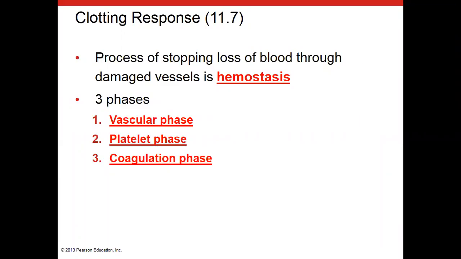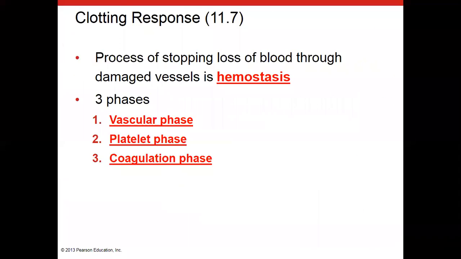The process of stopping blood loss through a damaged blood vessel is called hemostasis. If a blood vessel is damaged and cut, that blood vessel can be repaired and blood loss can be inhibited or stopped by way of hemostasis. There are three phases: the vascular phase, the platelet phase, and the coagulation phase. Those three phases are responsible.